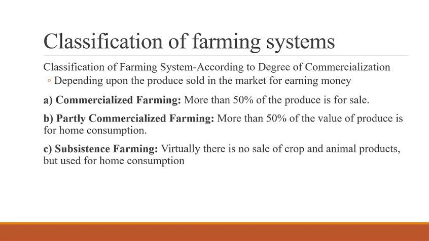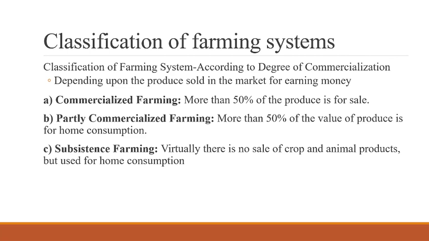In partly commercialized farming, here more than 50% of the value of produce is for home consumption. So you can think of crops that may fall under this type of farming. And in subsistence farming, virtually there is no sale of crop and animal products, but mainly used for home consumption. You can also think of examples here.